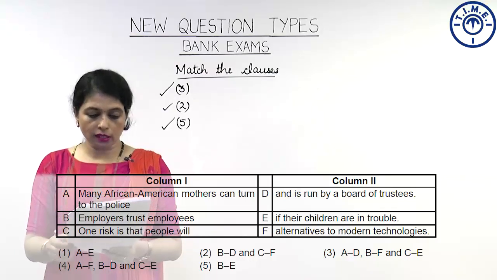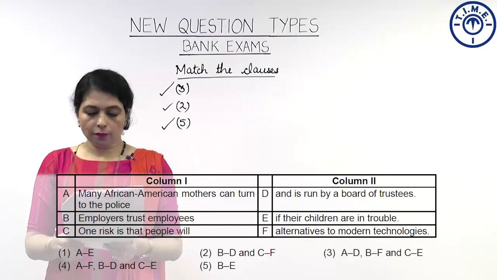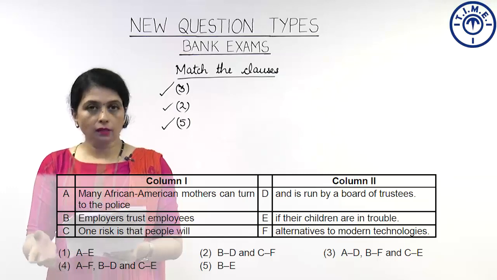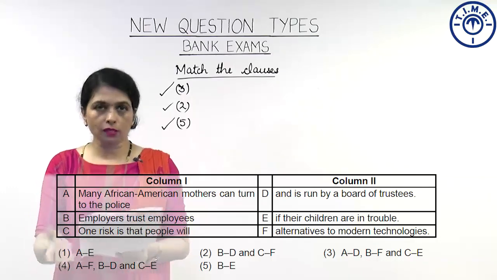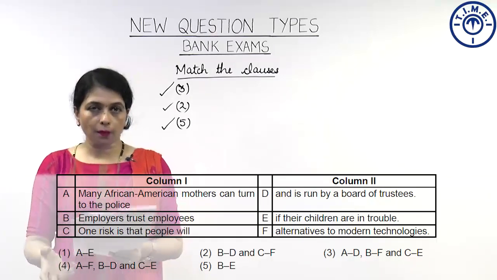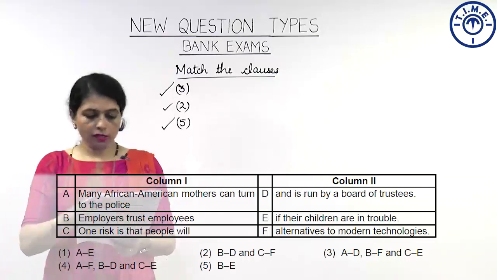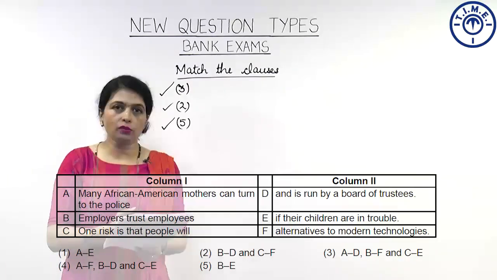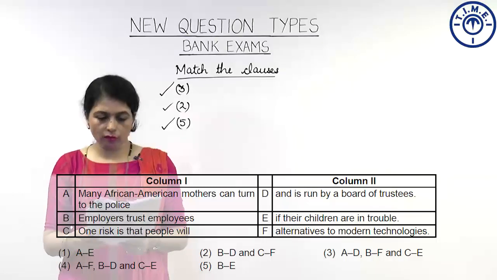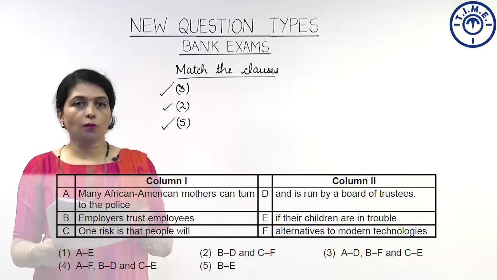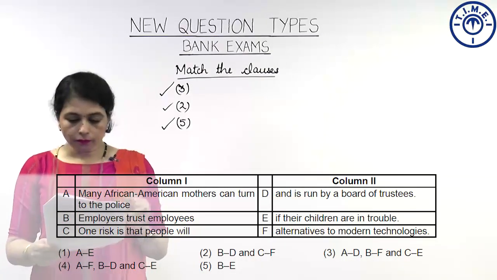Now let us look at C. One risk is that people will, and is run. Now people will do something, isn't it? So we cannot have "and is run by," and therefore of course here again there is a clash. People, which is plural, with a singular verb auxiliary. So this combination is not possible.